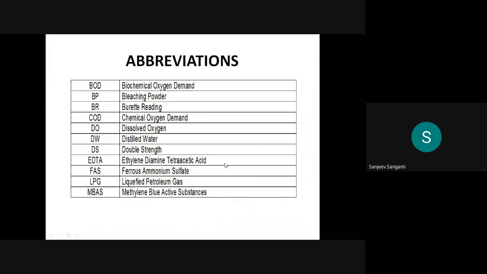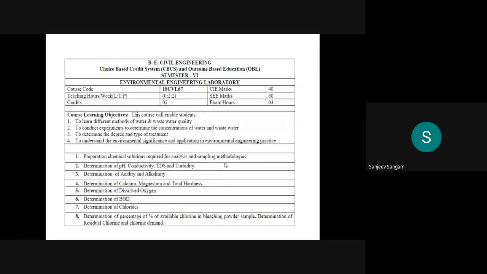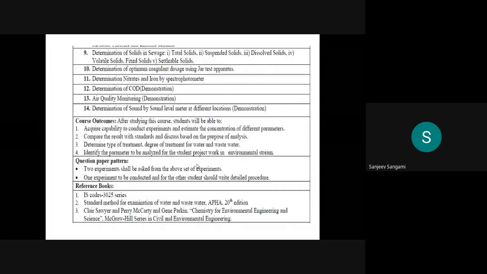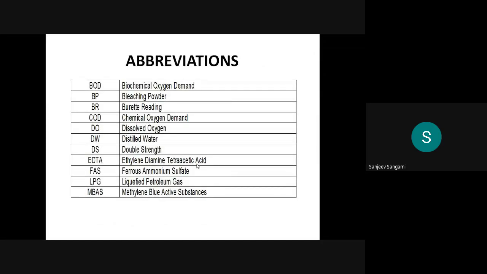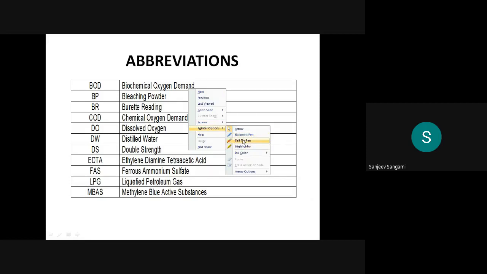So we move on to the first experiment, that is the preparation of the chemicals required for analysis and sampling methodologies. Today we'll try to cover some of the very basic terminologies normally used in our laboratory process and some of the very important chemicals and their formulas. Maybe some of you are from a PUC background and some from a diploma background. For the diploma background, maybe you have not learned some of the terminologies related to our environmental lab. When we start the preparation of the chemicals, we will always use some of these terminologies, so you should know all of them until completion of your lab.